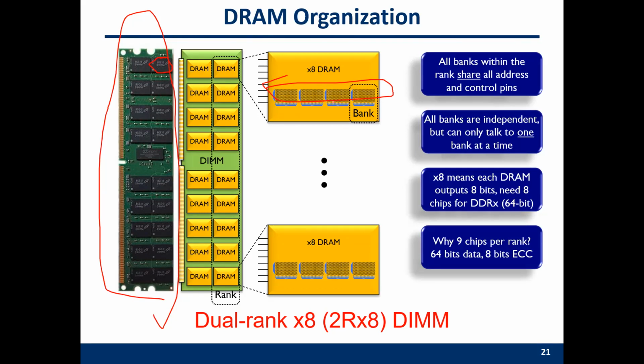Times 8 means each DRAM outputs 8 bits. So it needs 8 chips for DDR-X, and each burst of the DDR is 64 bits. That's the reason why you need 8 chips, and each chip has 8 bits. But typically you have more than 8 chips on the DIMM. Why? Because you also need ECC. We talked about ECC and parity, how they can detect errors and correct the errors.